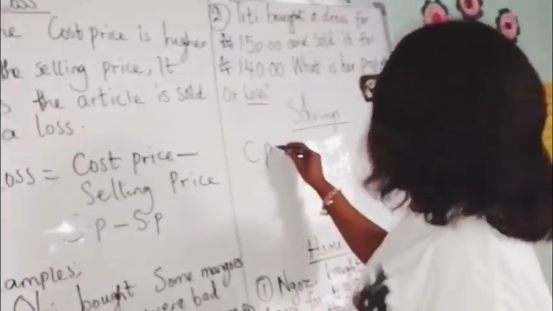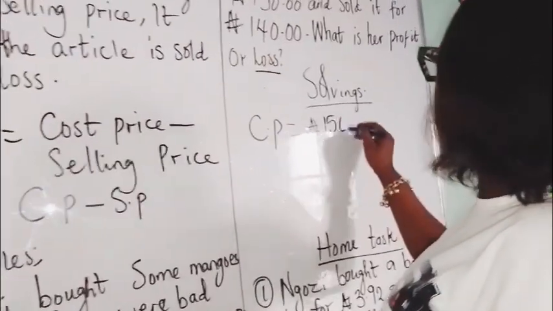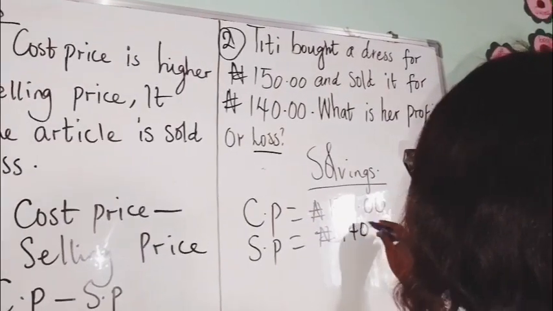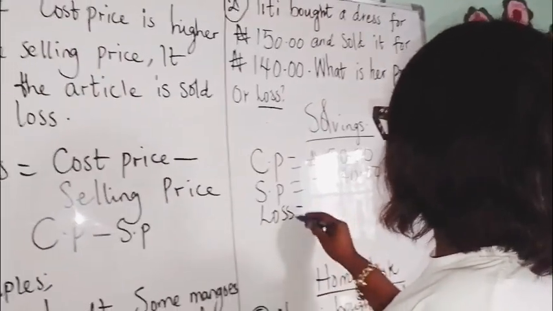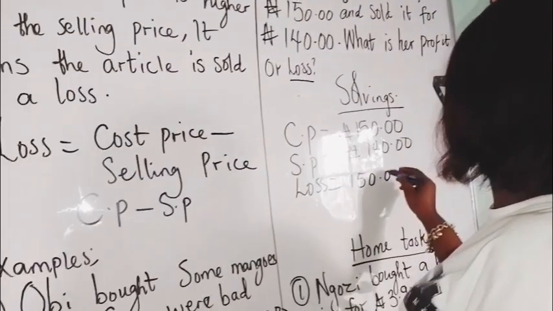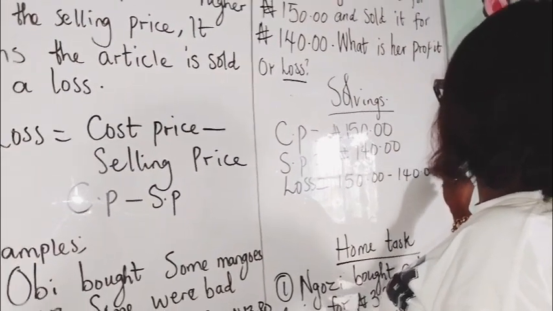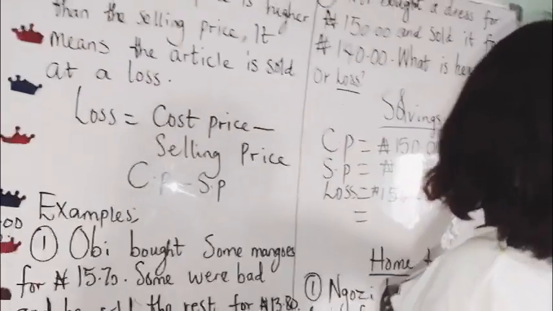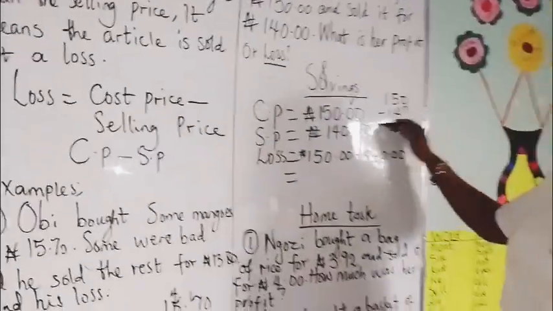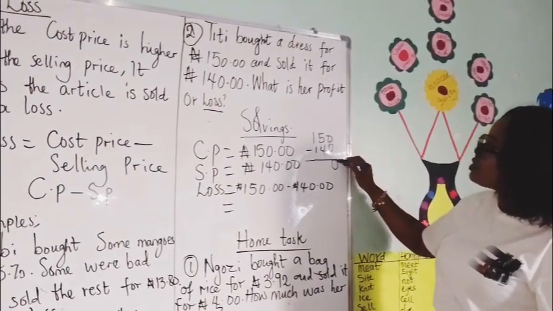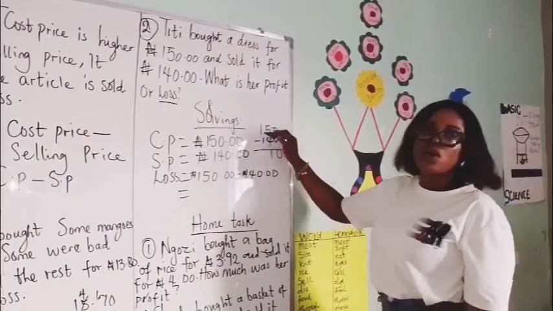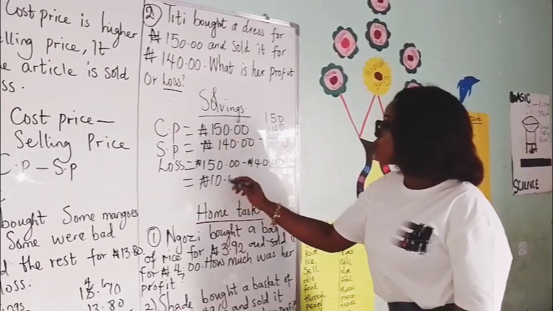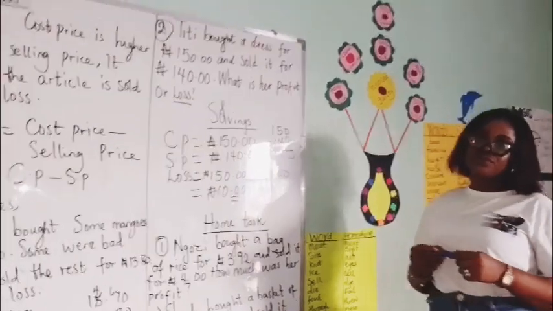Reading out my data, cost price is equal to 150 naira. Selling price is equal to 140 naira. And I made a loss. So I have 150 naira minus 140 naira. 150 minus 140, doing my rough calculation. 0 minus 0, 0. 5 minus 4, 1. 1 minus 1, 0. So Titi made a loss of 10 naira.